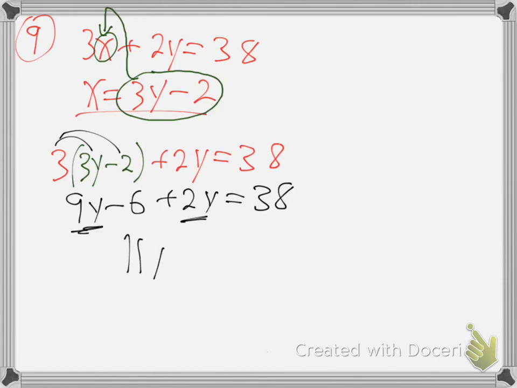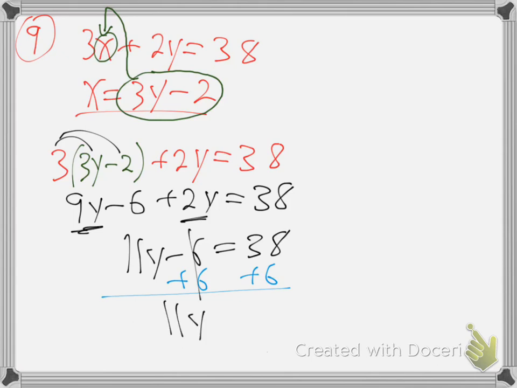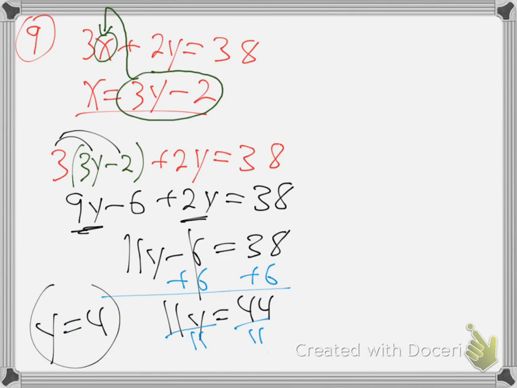So we just combine together. 9y and 2y is 11y, isn't it? Get to here, and then we add 6. And so we get these canceled. 11y is 44. Last step to get y alone, divide by 11. So y is 4.